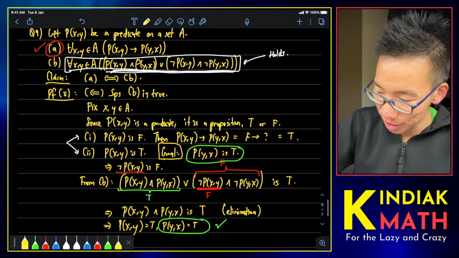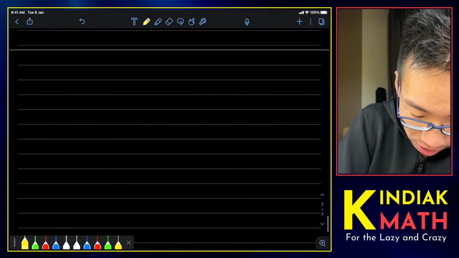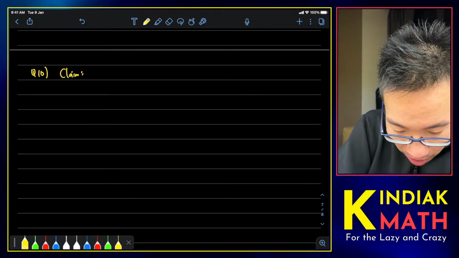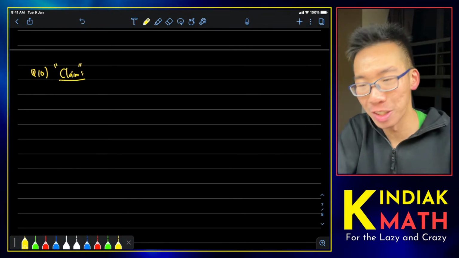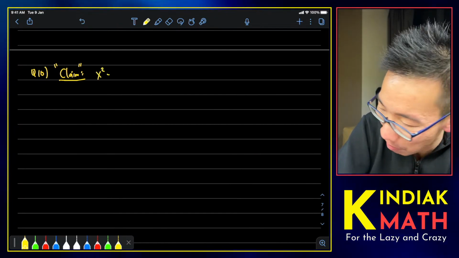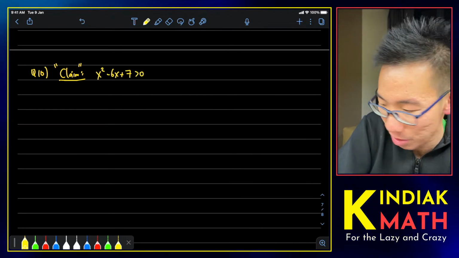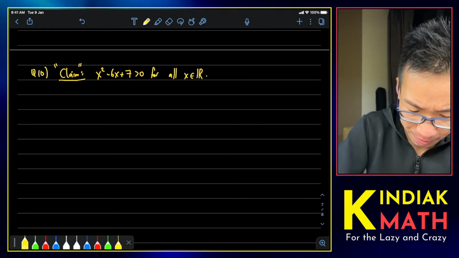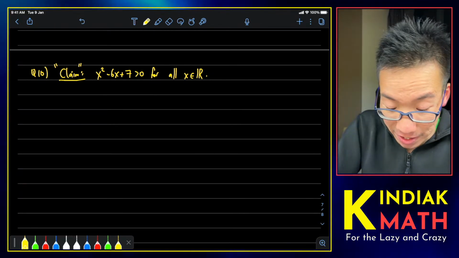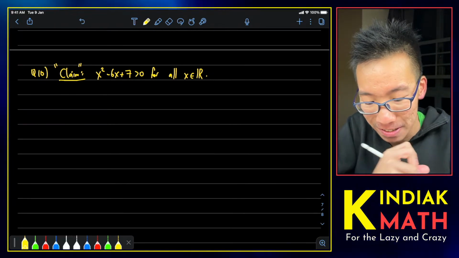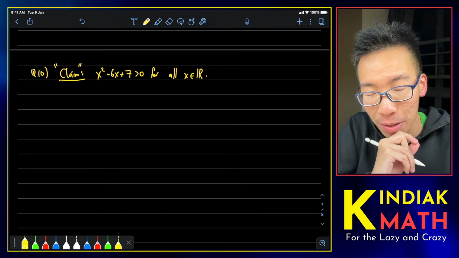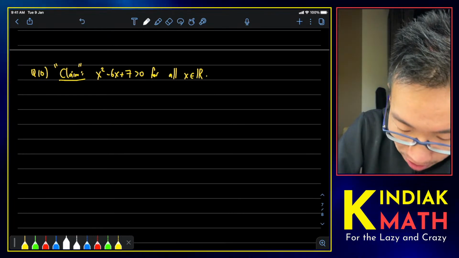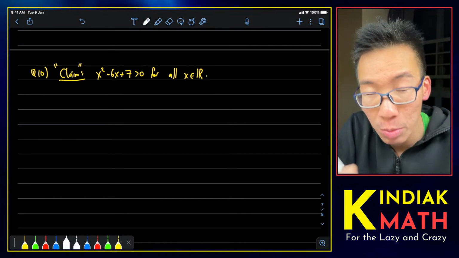We have another question over here, which is a claim, or rather I'll call this an inverted commas claim, that x squared minus 6x plus 7 is bigger than 0 for all real numbers. And in fact, this claim is going to be false, right? The reason why is I can think of a counterexample, but maybe let me highlight why I think this is false.